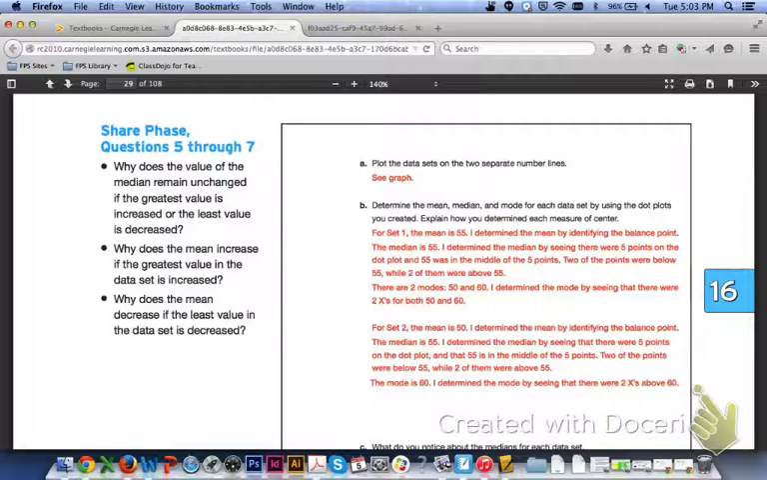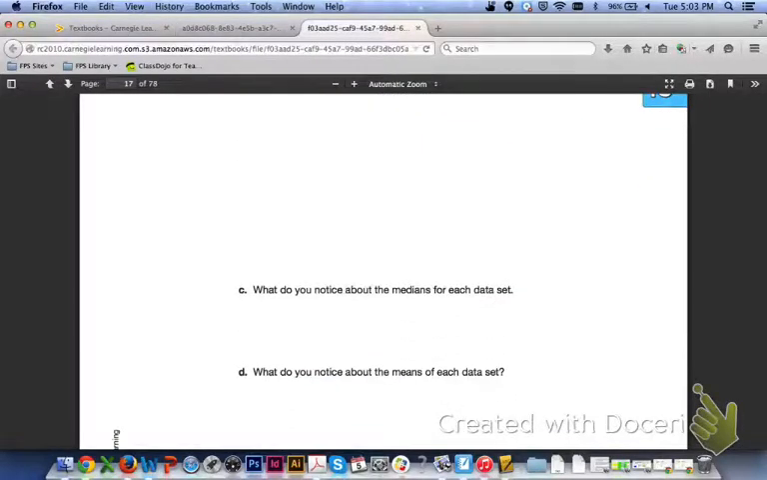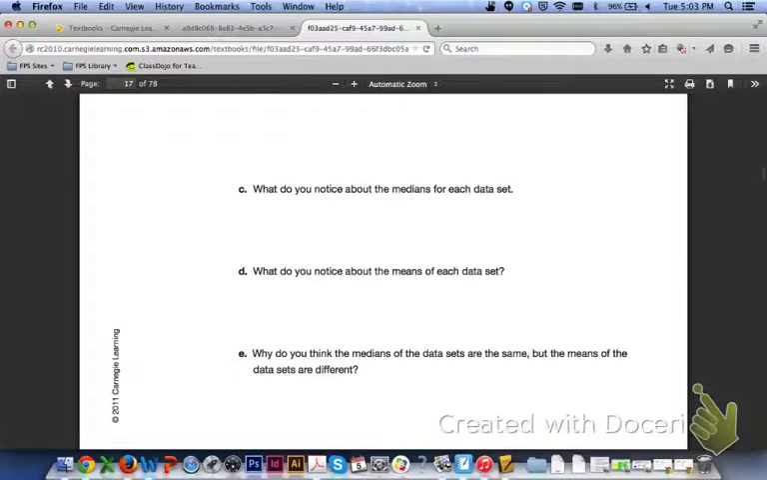And the mode, in that case, was 60. Okay, because there's two 60s. So for letter C, it says, what did you notice about the medians for each data set?